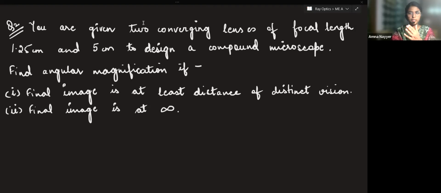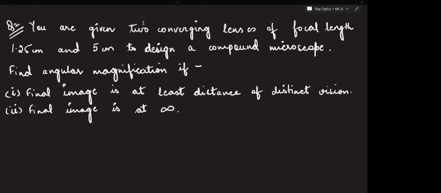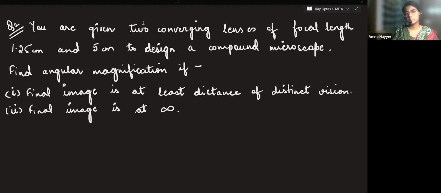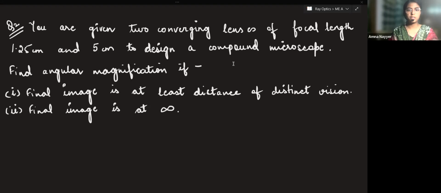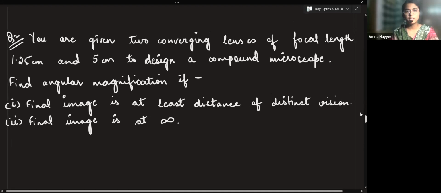Fatima, can you answer? Alpha is the angle subtended by the object on the eye, and beta is the angle subtended by the final image on the eye. Okay, good. AB by BO, no, Sarah, you cannot answer like this. What is AB? What is BO? That is in a triangle that you had considered.